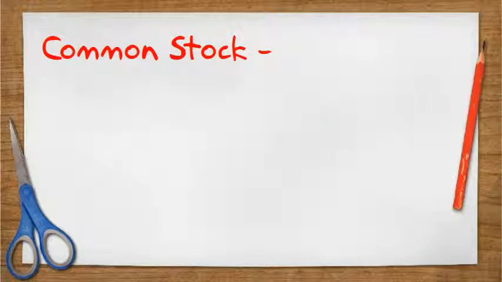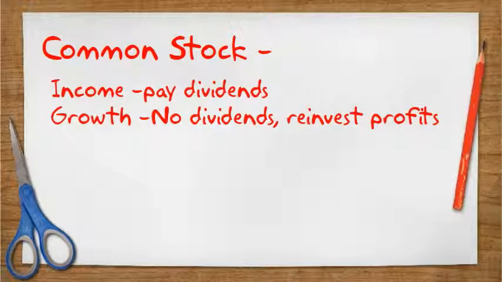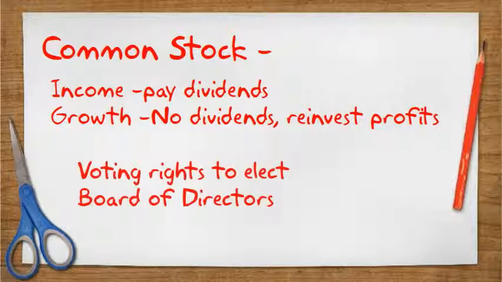There are two types of common stock. There are income stocks that pay dividends to their shareholders, and there are growth stocks that do not pay dividends because they reinvest their earnings to spur more growth. Common stock owners will have voting rights to elect the firm's directors.